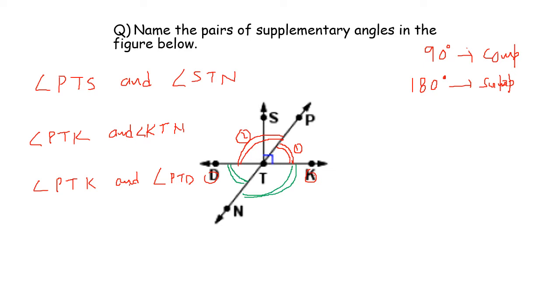So my final answer, the last one, is angle DTN, this one, and angle NTK, this one. Now see, the name can be angle KTN also. So NTK or KTN represent the same angle. So these are the four answers.